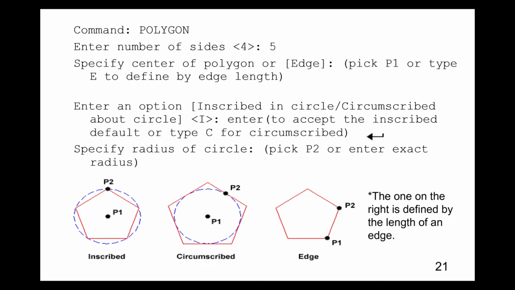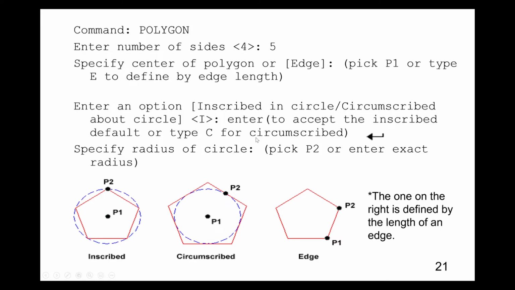Or if you want to specify the edge, you can type E to define your polygon by the length of the edge. And then next, it will ask you to enter an option, whether you want it to be inscribed in a circle or circumscribed about a circle. Let's say that if I type I for inscribe, you can see down here, this is what it means. The polygon is inscribed inside an imaginary circle. If I choose circumscribe or type C, that means that the polygon is located outside of the imaginary circle.